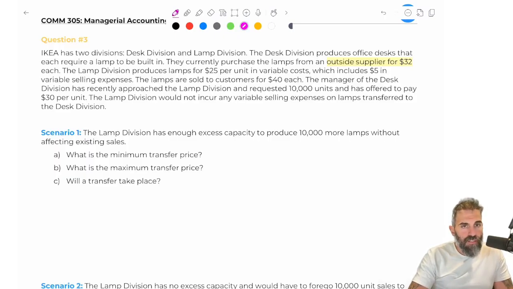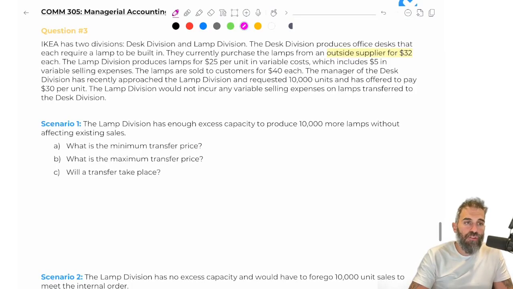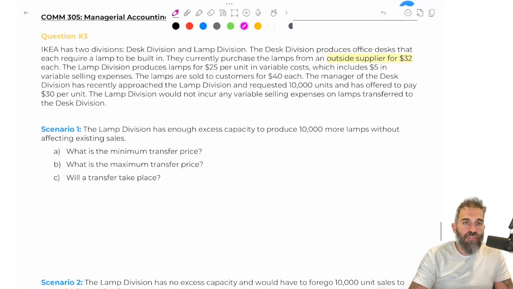Let's keep reading. The lamp division produces lamps for $25 per unit in variable costs, which includes $5 in variable selling expenses. The lamps are sold to customers for $40 each. The manager of the desk division has recently approached the lamp division and requested 10,000 units and has offered to pay $30 per unit. The lamp division would not incur any variable selling expenses on lamps transferred to the desk division. So this is why I said there's an internal and an external variable cost.